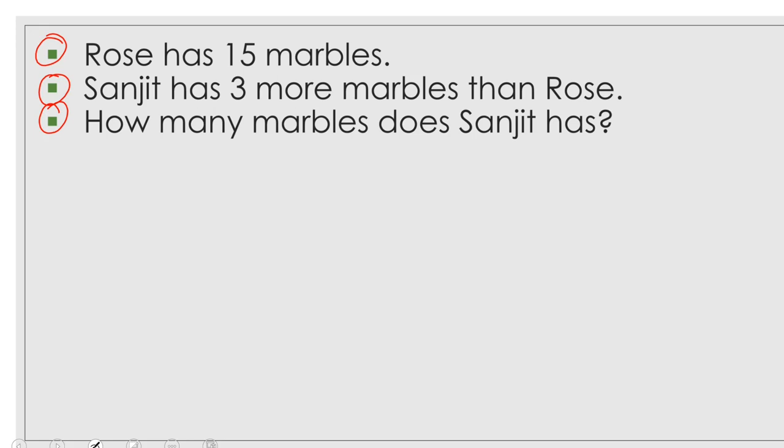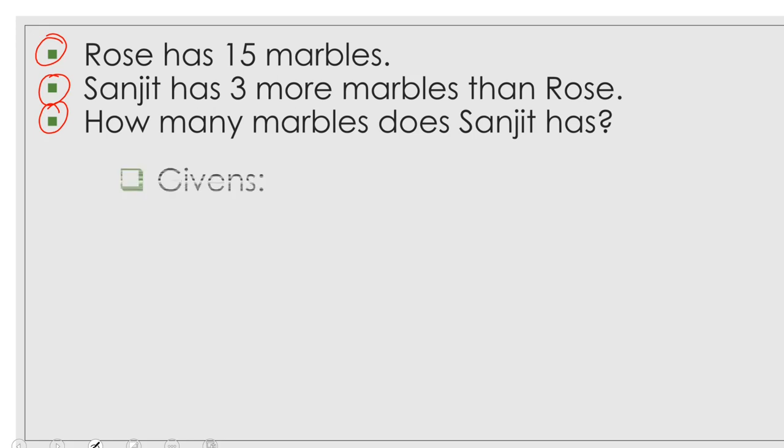When we read a word problem like this, we have to analyze or understand what is happening in the story so that we can answer the question. If we do not understand the question and we do not understand what is happening in the story, we cannot write the correct answer. So to help us understand everything in the story, we can use these steps.